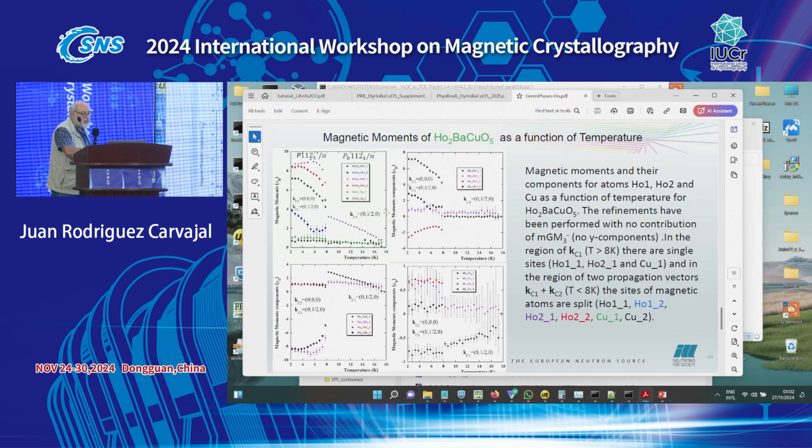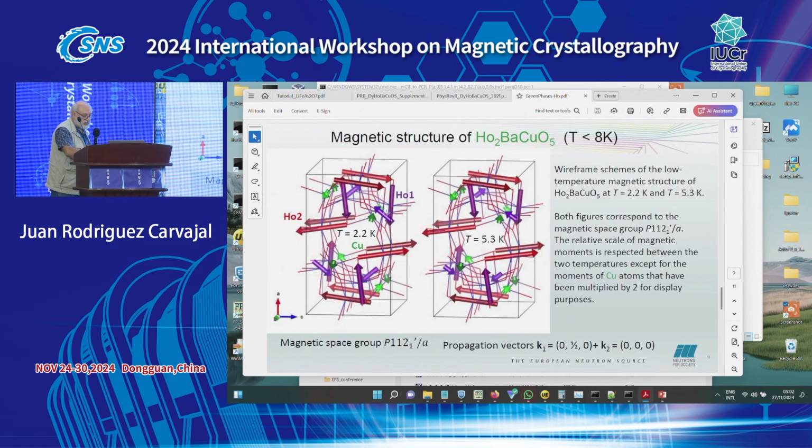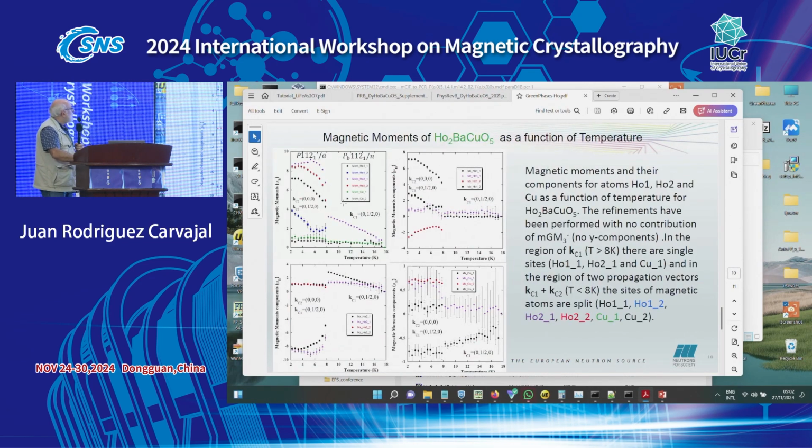Let me just, before it was like that. This is the result that we have. Then you see here the magnetic groups of these two parts. Here is the transition. And here, you don't see the magnetic moments, the components of the magnetic moments.